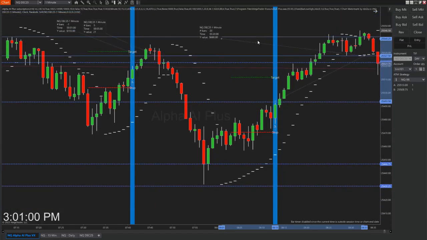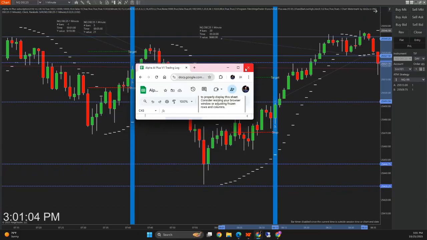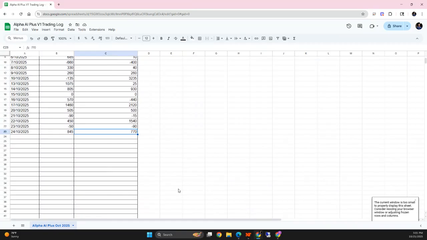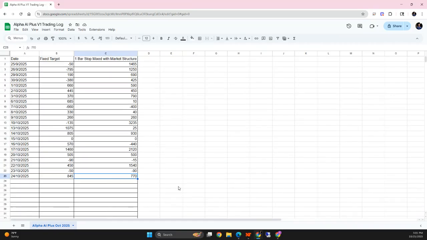This is a $600 trade. And the result for this Friday was like this. So Friday, the fixed target was $800, the trading was $770, because we lost one trade like this. But if you can see the difference, there's a lot of profit you can make with one trade.